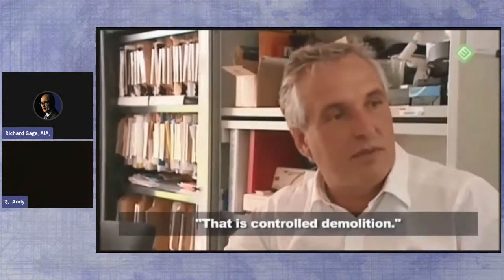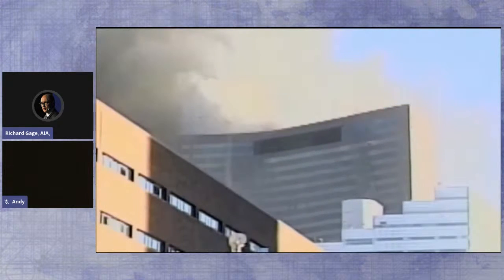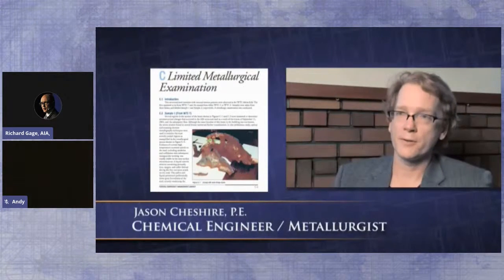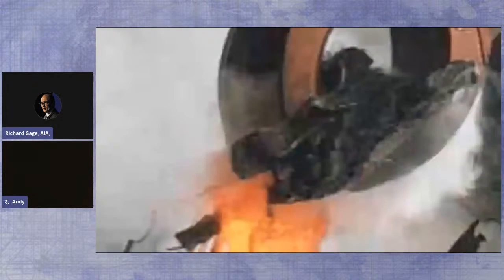What I saw, it was a classic implosion. The center of the core, the penthouse area, starts to move first, and then the building follows along with it. NIST excluded the documents from FEMA in Appendix C that documented the evidence of melting steel.